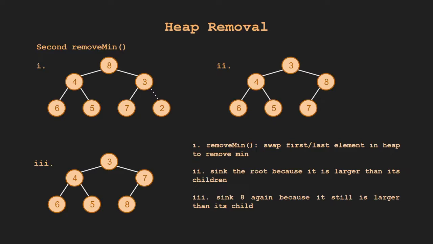So 2 is at the top. We're going to switch it with 8. And then we're going to swap places between 8 and 3 after we prune 2. And we're going to sink 8 again, swap it with 7.